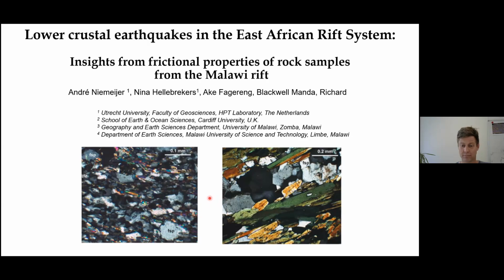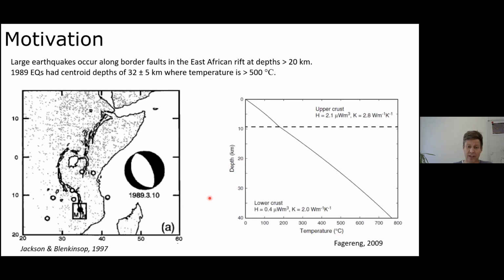So with that, the motivation for this study is really the relatively large earthquakes that have occurred, specifically this one in 1989 in Malawi. It's magnitude 6.3 if I'm not mistaken. But the most important point here is that it was located at a depth of about 32 kilometers.